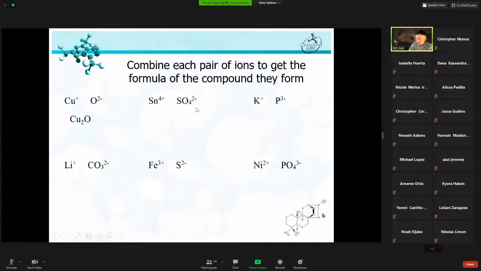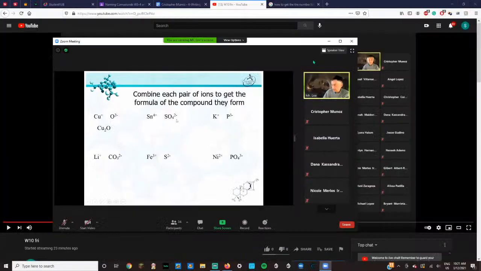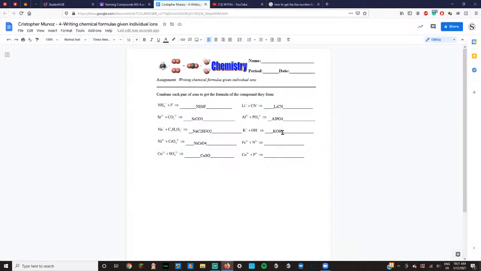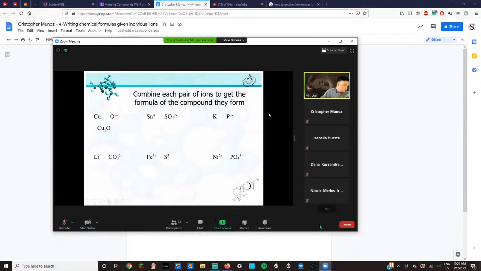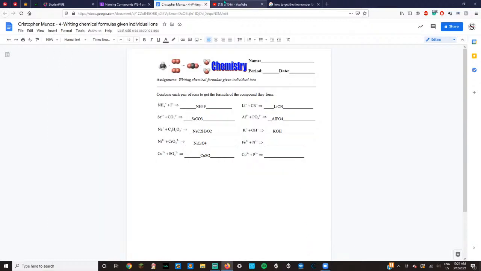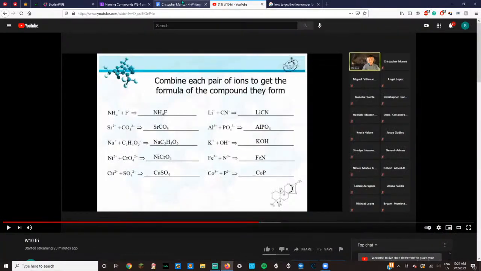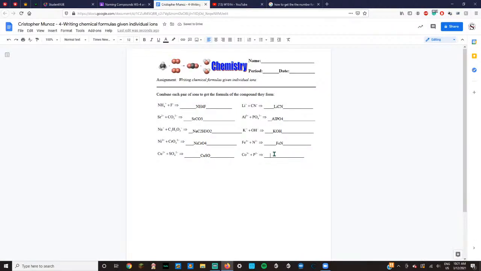This 4 goes to the sulfate. However, I have to put it in a bracket. This 2 goes to the tin. However, I simplify these by 2. So this would be Sn with a 1, but we don't write a 1. And the bracket will have a 2 in it.